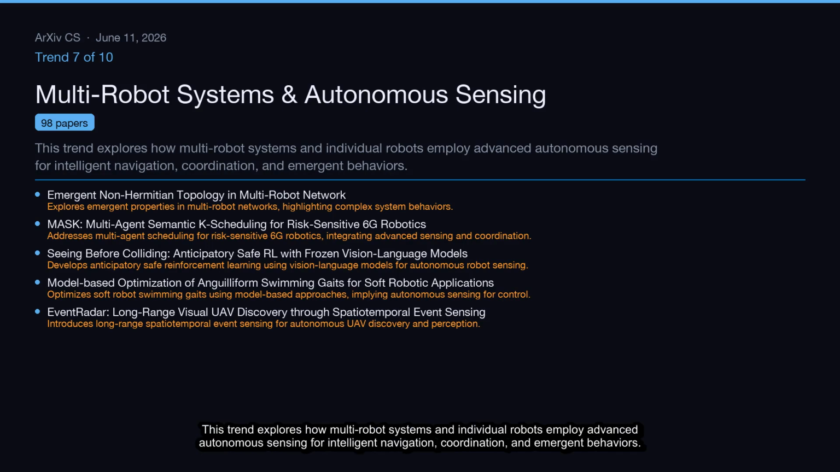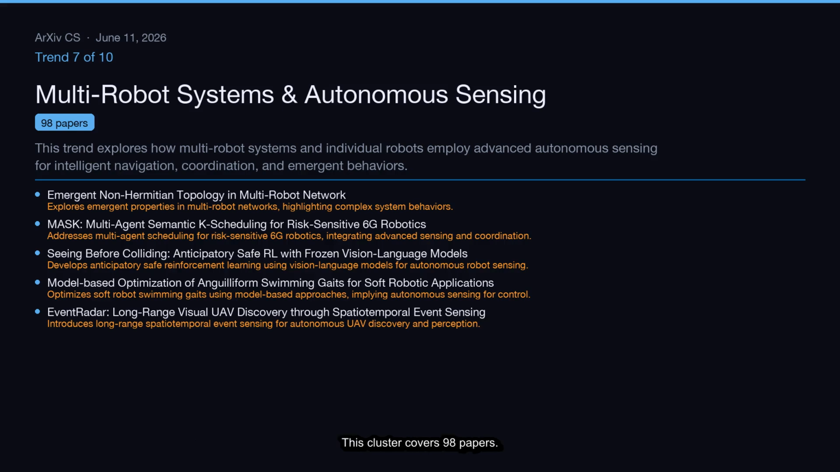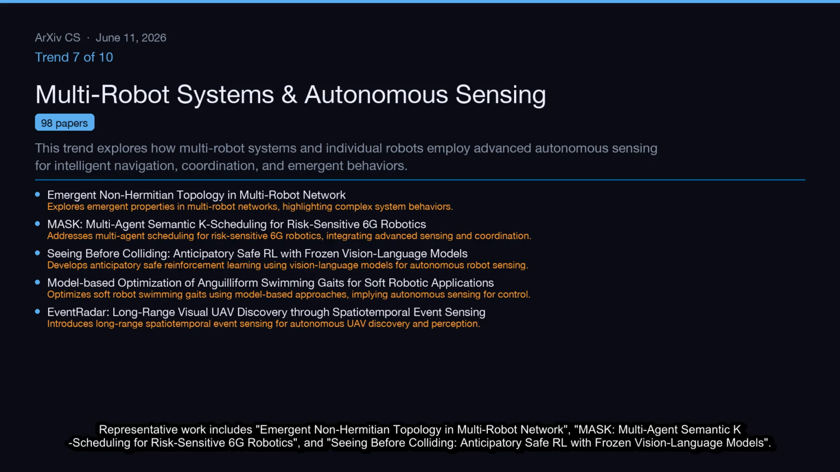This trend explores how multi-robot systems and individual robots employ advanced autonomous sensing for intelligent navigation, coordination, and emergent behaviors. This cluster covers 98 papers. Representative work includes Emergent Non-Hermitian Topology in Multi-Robot Network, MASC, Multi-Agent Semantic Case Scheduling for Risk-Sensitive 6G Robotics, and Seeing Before Colliding: Anticipatory Safe RL with Frozen Vision Language Models.